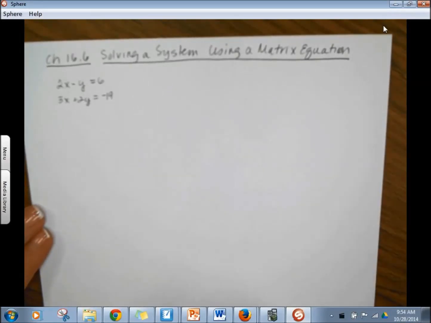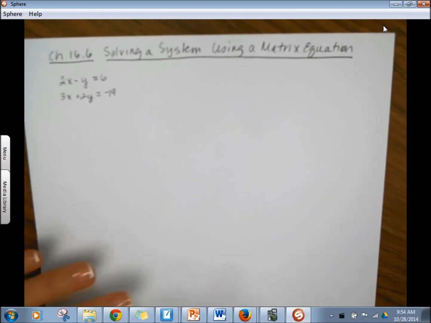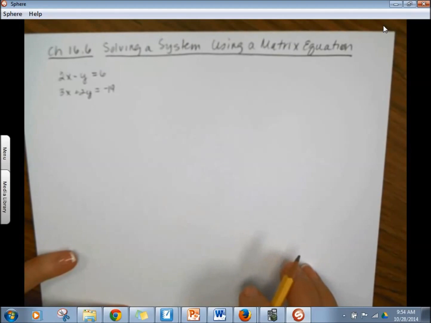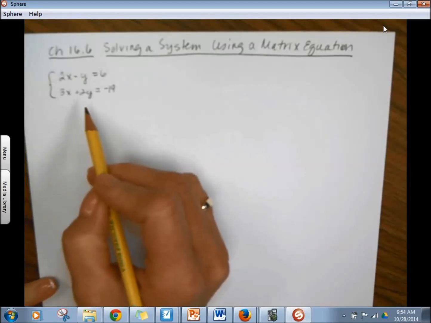Okay, so today we're going to solve the system of equations using a matrix equation and the graphing calculator. So here is our original system. The first thing we need to do is to put this into matrix form.